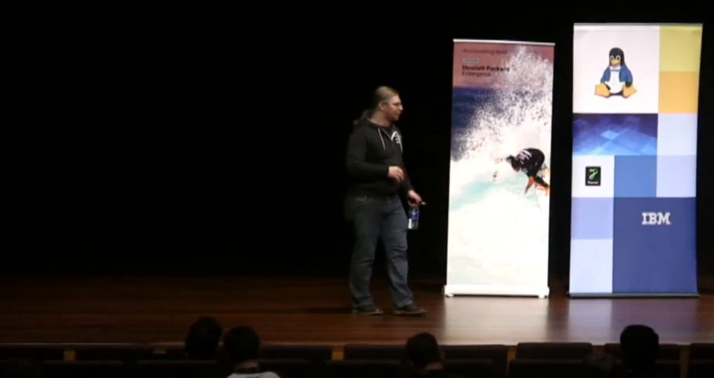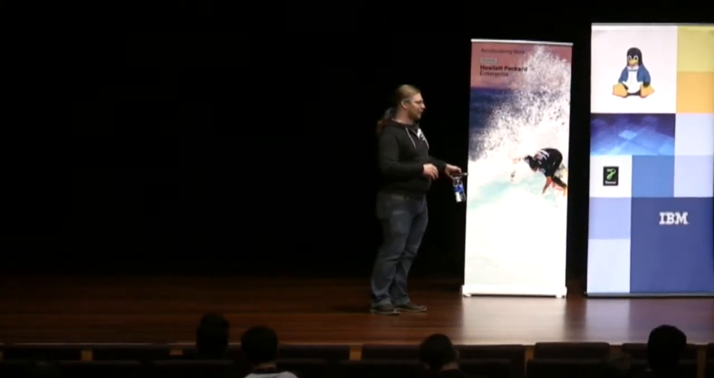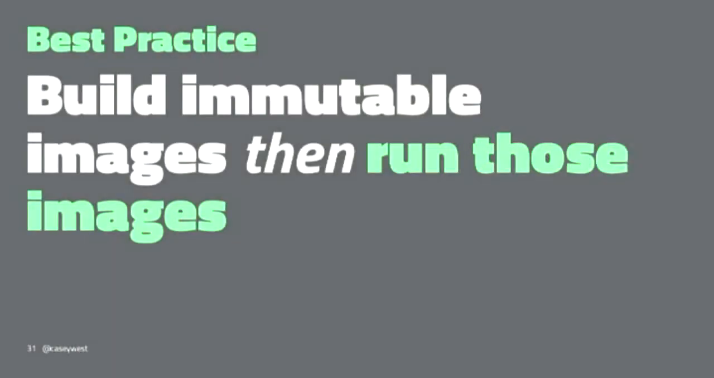So containers have a life cycle. So you build immutable images, and then you run those images. That's it.